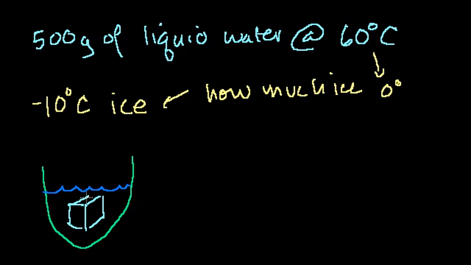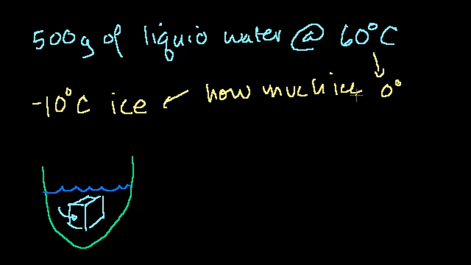And what's going to happen is that heat from the water is going to go into the ice. So the ice is going to absorb heat from the water. So in order for water to go from 60 degrees to 0 degrees, I have to extract heat out of it. And we're about to figure out just how much heat.